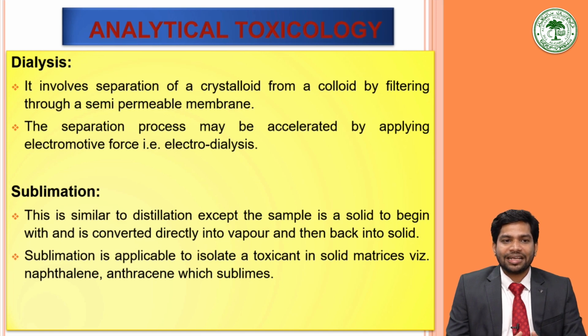Then another technique is the sublimation. Here, this is similar to the distillation, except the sample is a solid to begin with and is converted directly into the vapor and then brought back into the solid. Sublimation is applicable to isolate toxicants in solid matrices like naphthalene, anthracene. They are the compounds that sublimate. That is, they convert from solid to the vapor and then again back to the solid only.